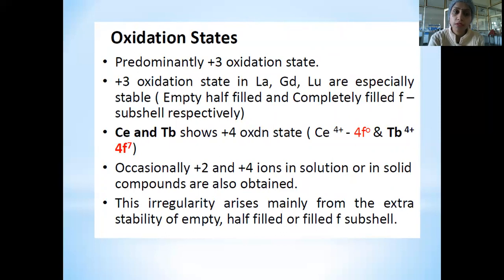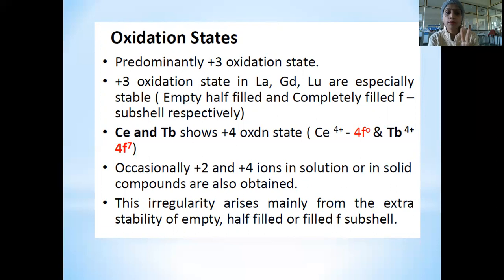Now coming to the next, fifth important property, that is the oxidation state. Normally the +3 oxidation state is found predominantly in the case of f-block elements, and the +3 oxidation state in lanthanum, gadolinium and lutetium is especially stable. Why? Because in lanthanum the f orbital is completely empty. In gadolinium it is exactly half filled, that is 7 electrons, and in lutetium it is completely filled, that means all 14 electrons. Because of this kind of electronic configuration, these particular oxidation states are extremely stable.